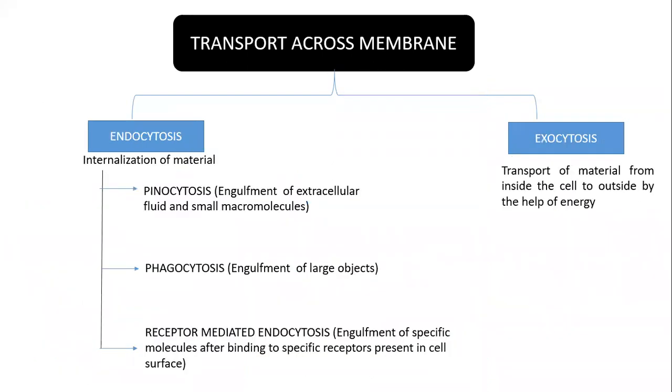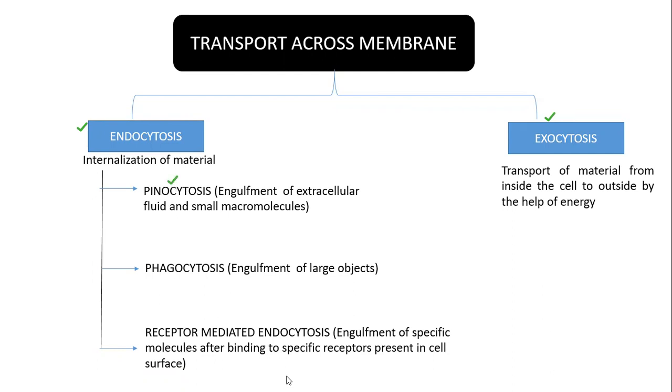And next comes what are the basic processes through which this transport occurs. Now this transport occurs via two processes: endocytosis and exocytosis. So what is the meaning of endocytosis? Endo means internalization of the material, that means engulfment of the material. Now it is basically of three types.